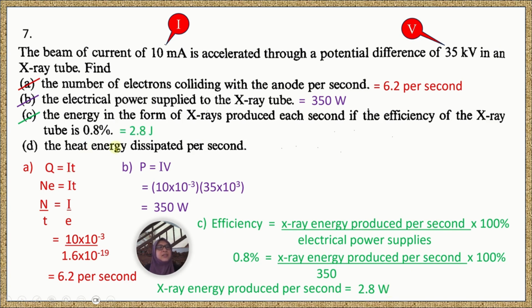Lastly is the heat dissipated. So the heat dissipated per second.